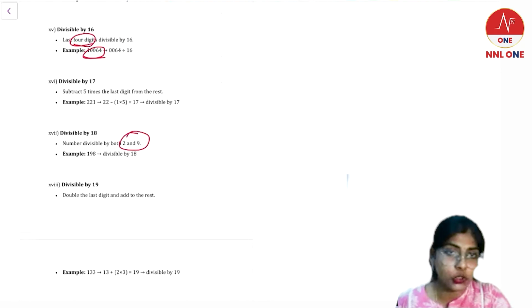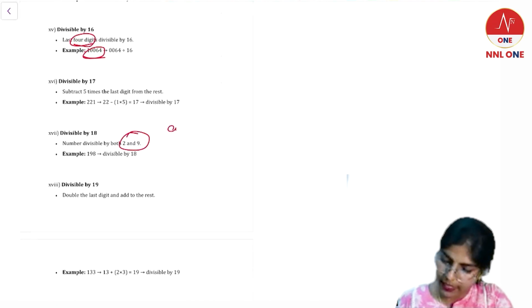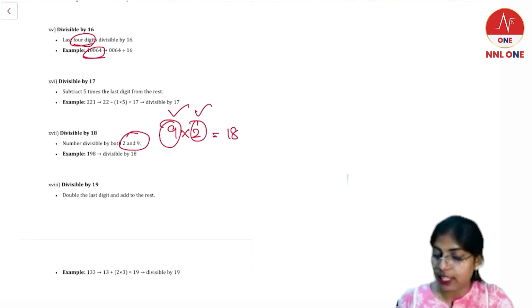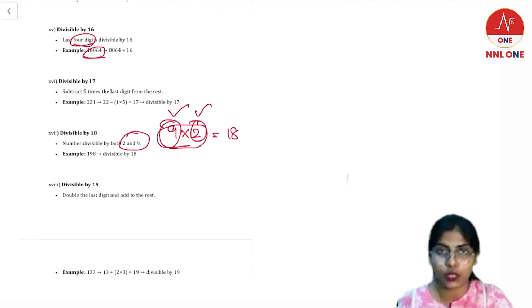the number should be divisible by both 9 and 2. 9 into 2 is 18. I'm not telling you to keep in mind about this multiplication; I'm telling you a short trick to keep it in your mind. So you can understand, and also remember that if the divisibility rule of 18 comes, 9 into 2 is 18. So that I can be reminded of the number. So it should be divisible by both 9 and also 2. That's why I'm giving you this shortcut, so you can keep that in your mind.